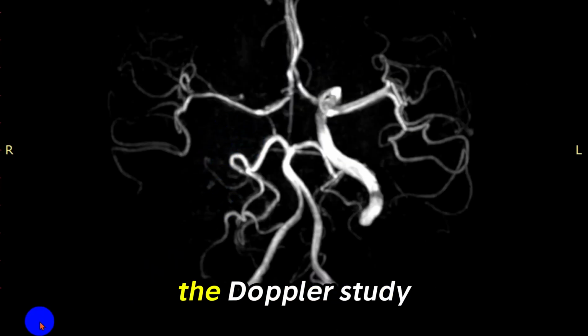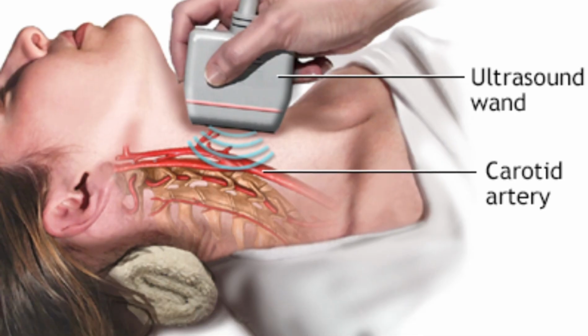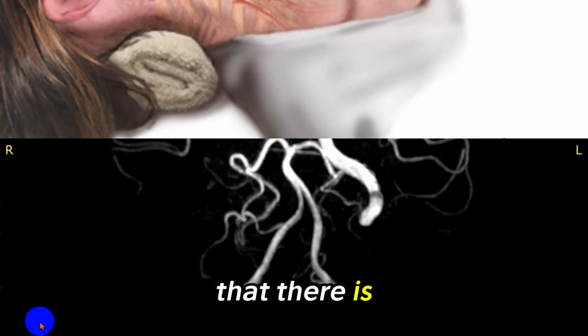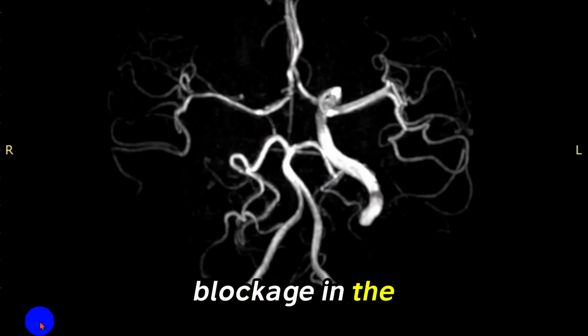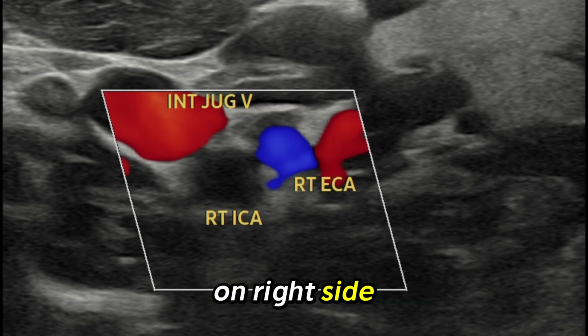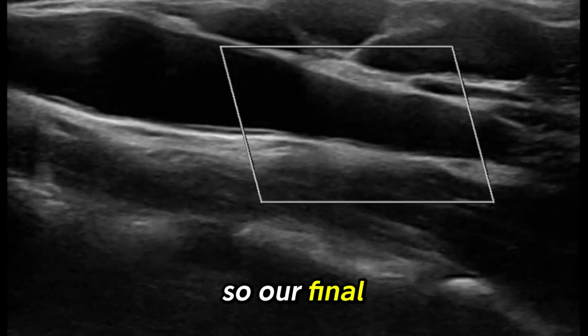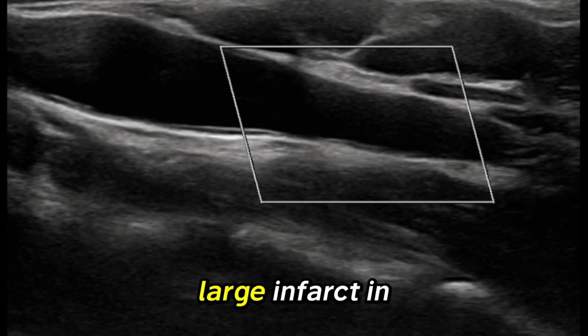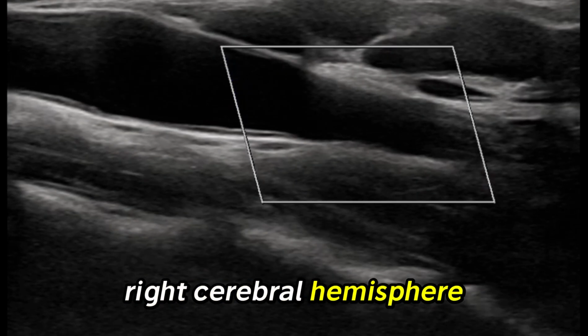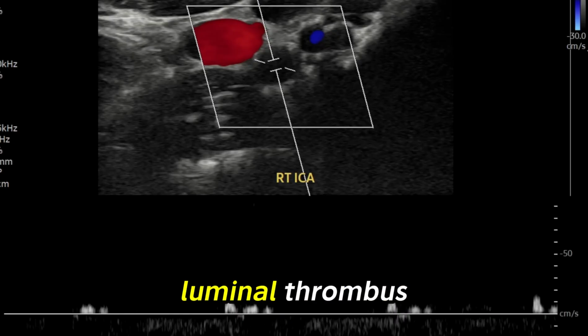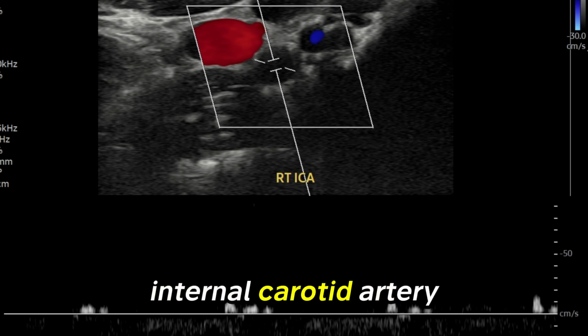We have undergone the Doppler study of this patient also, and we found that there is a blockage in the internal carotid artery on the right side, and there was no flow in the internal carotid artery. So our final diagnosis was large infarct in right cerebral hemisphere and long segment luminal thrombus in whole length of the right internal carotid artery.